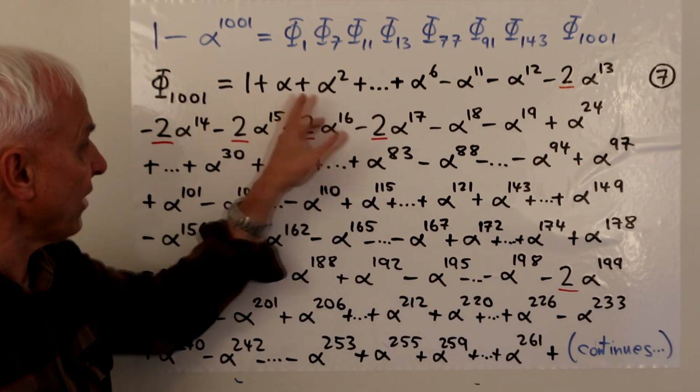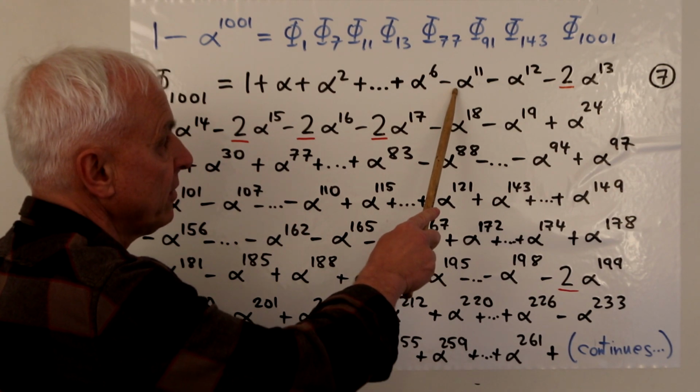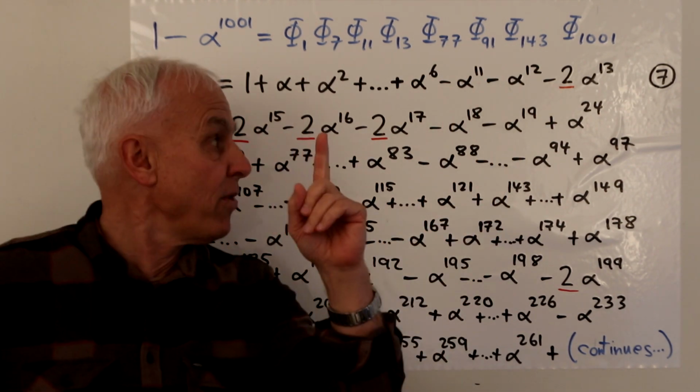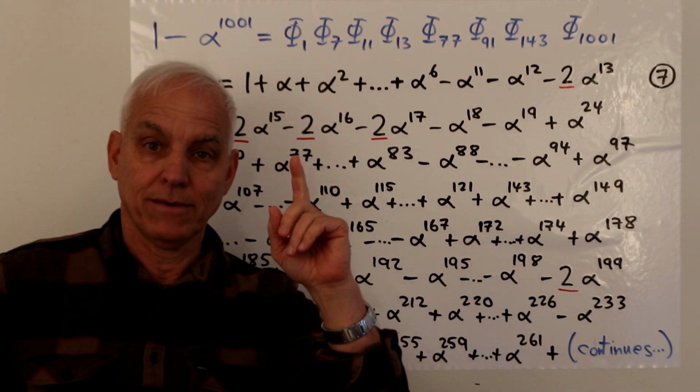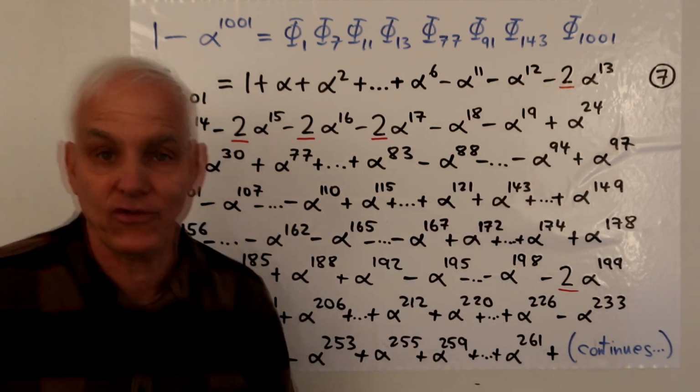There's pluses, like here, there's a string of pluses up to alpha to the 6, and then there's minus alpha to the 11, minus alpha to the 12, and then suddenly minus 2 alpha to the 13. Whoa, okay? It's not just plus or minus 1. There's a 2 that's appearing here.